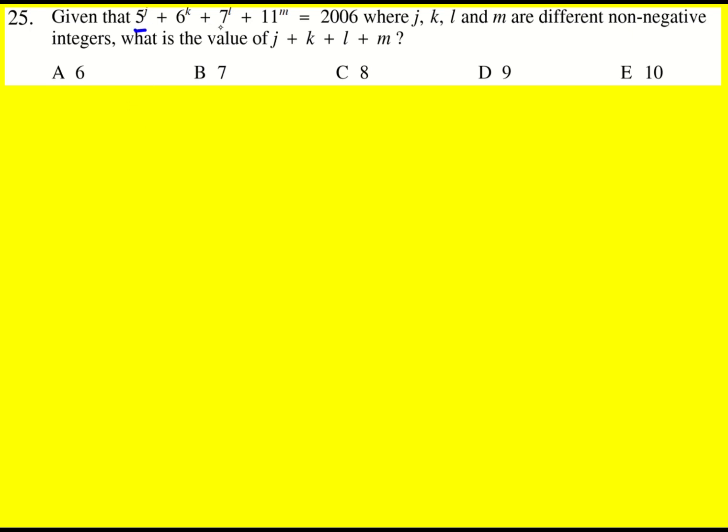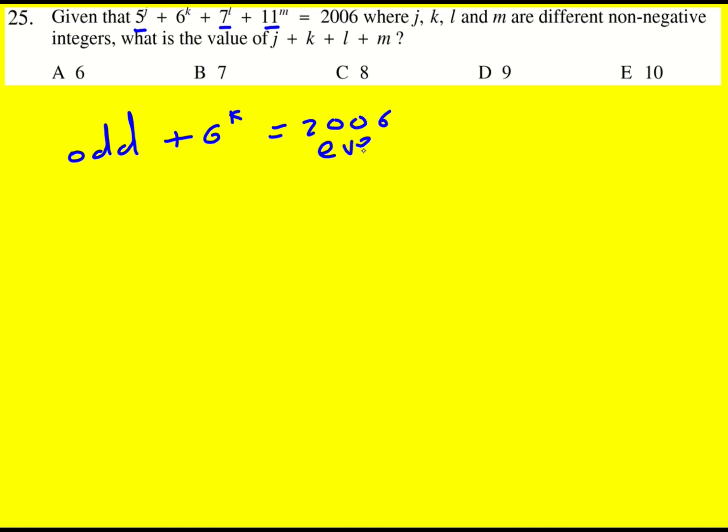So 5, 7, and 11, they're all odd numbers. So when we raise them to different powers, we're going to get odd numbers as well. And when we add them together, we're going to get an odd number because an odd plus an odd plus an odd is an odd. So it's going to be an odd number plus 6 to the k is equal to 2006.